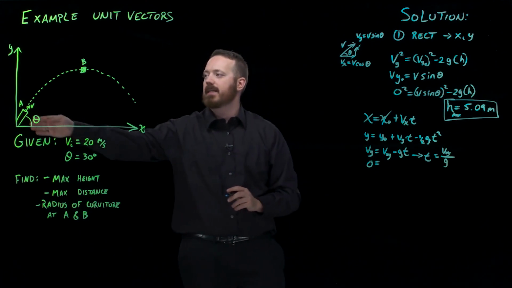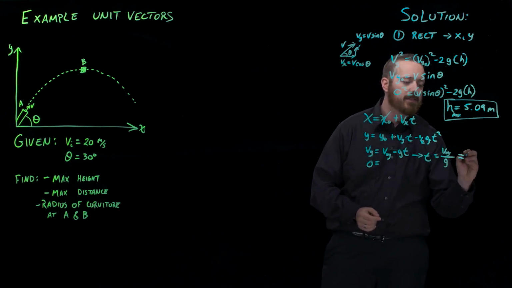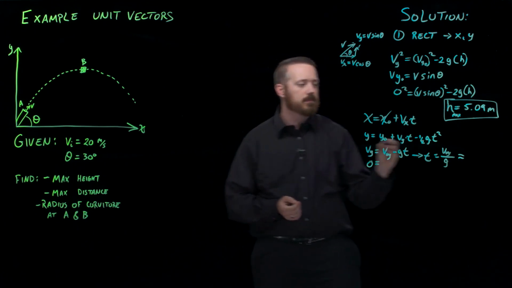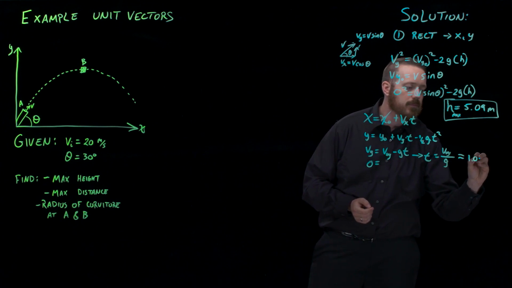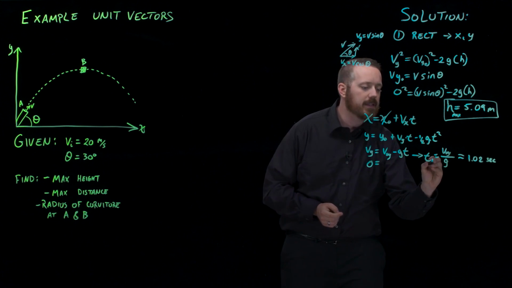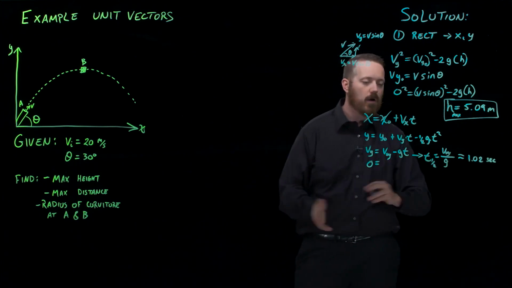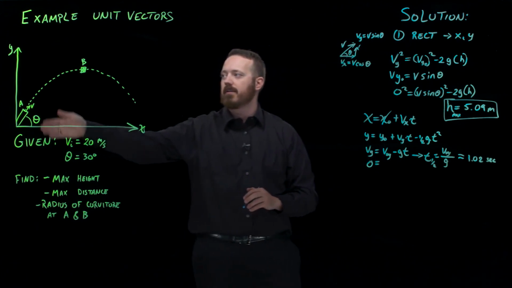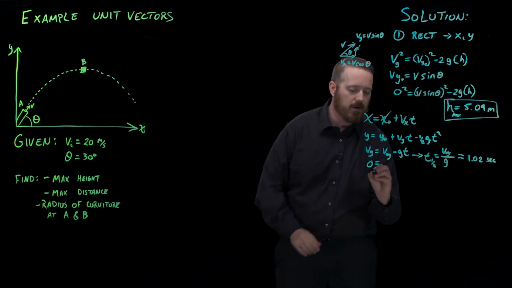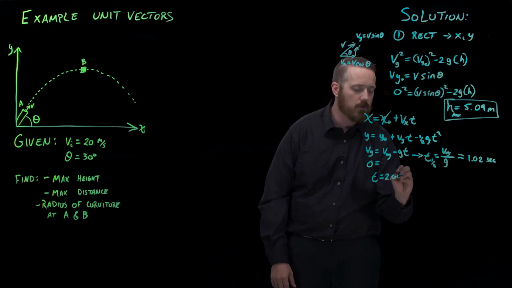So what time is that? That's the time it takes to get up to the top part. And if you do calculate that, that's about 1.02 seconds. But notice that's only the time it takes to get up to here. So the time to get all the way back down, so the time to go from here to here is 1.02. So therefore, our t needs to be twice that, or 2.04 seconds.